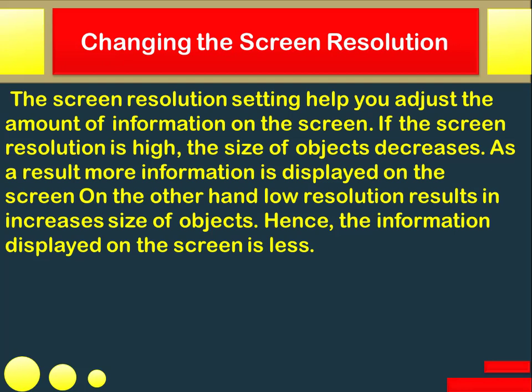So if you set your computer to a higher resolution, the images will be smaller, the objects will be seen smaller, so you can see more objects on your screen. If the resolution is set low, the objects will appear larger and you will be able to see less information on the screen.